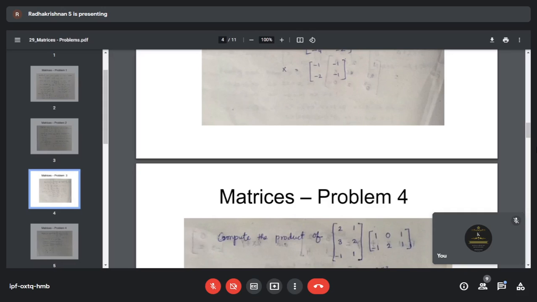This is fairly straightforward, simple multiplication. You all should be able to do it.